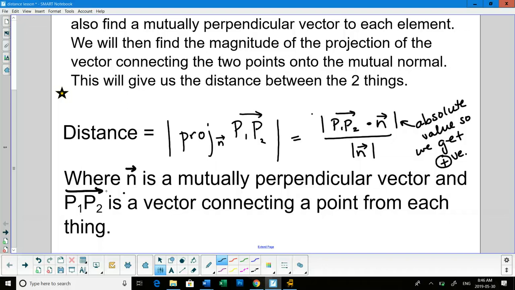So P1 and P2 are going to be a point on each element that you're trying to find the distance between. So if I'm trying to find the distance between a line and a plane, I need a point from the line and a point from the plane.